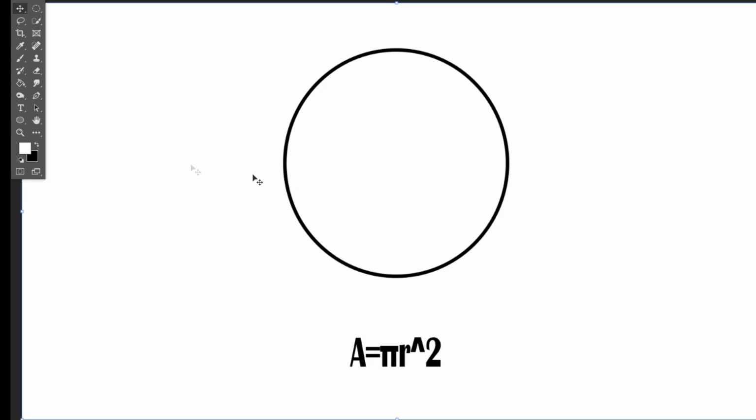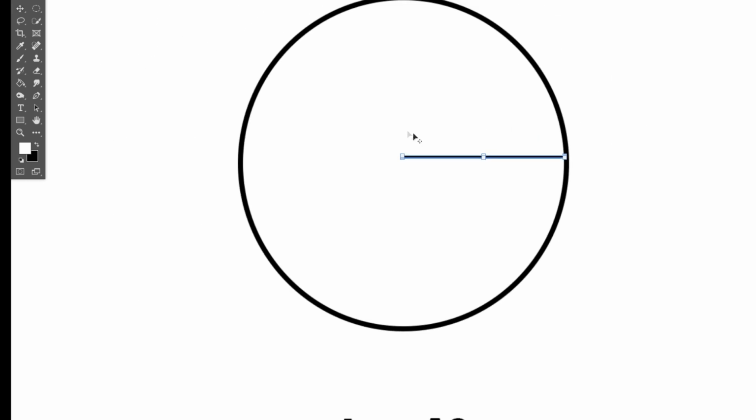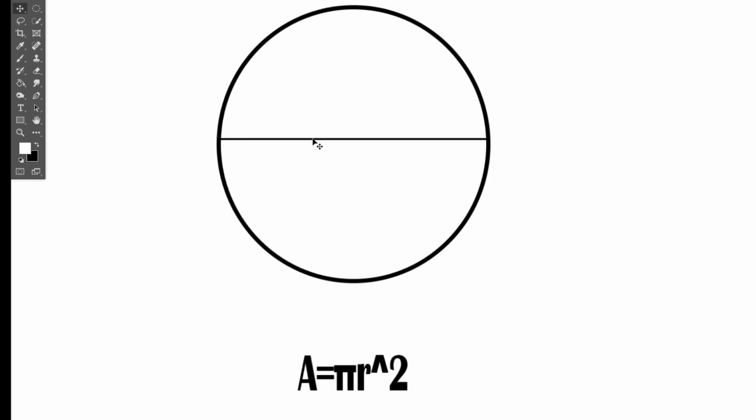show you something. So let's just start with the concept of the radius. If we draw a line from the middle of the circle to its edge, that is the radius. Alright, fun fact, if you duplicate this thing, this is the diameter.